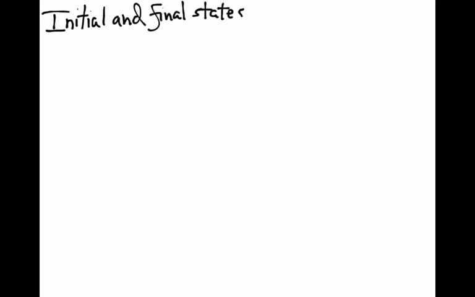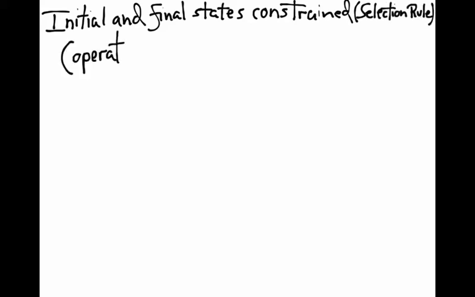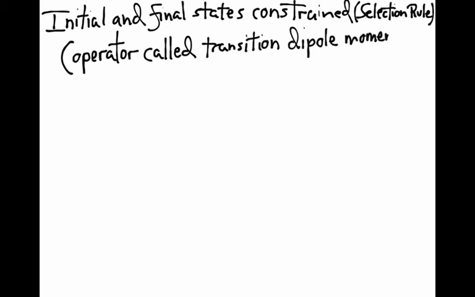The next thing is that those initial and final states, in many cases, can't be just any old value. So the initial and the final states are constrained by some sort of rule, basically. And we call this a selection rule. So we select the values of the initial and final states. And actually, technically, there's this operator called a transition dipole moment. And that's indicated with a mu and a little hat over the top because it's an operator.